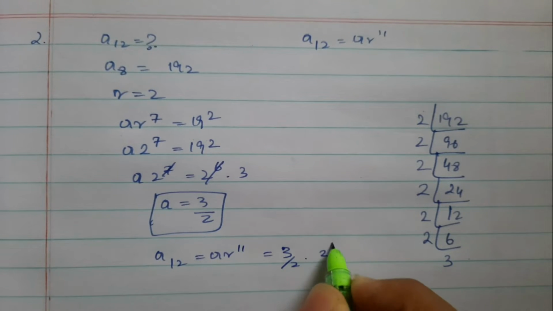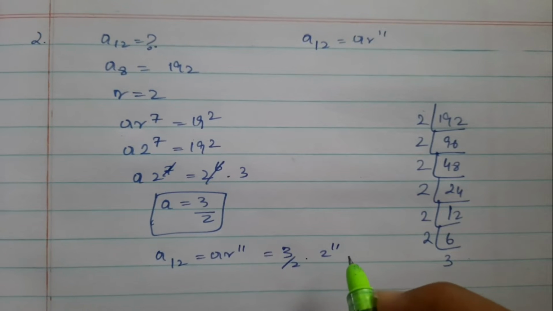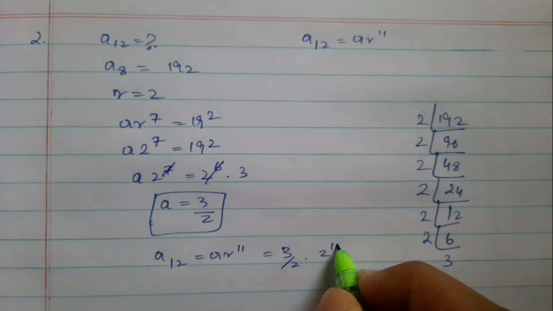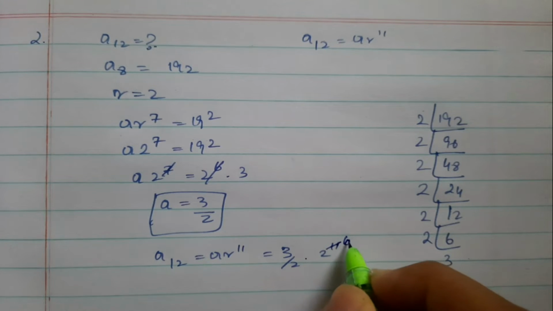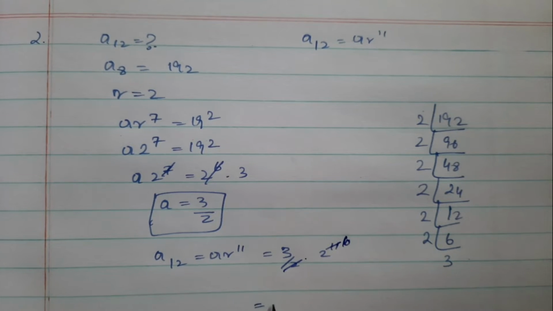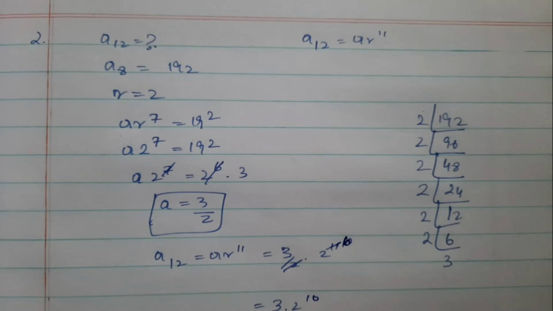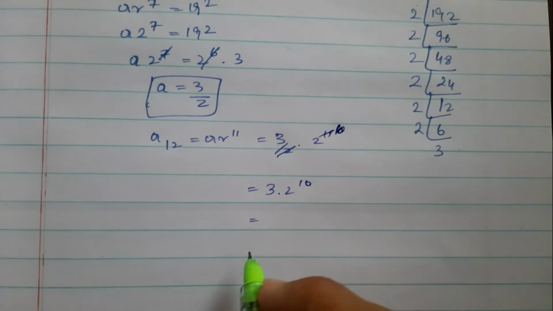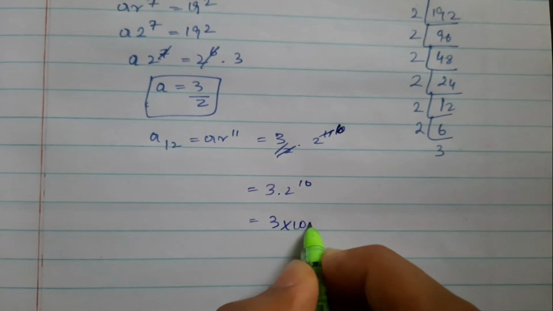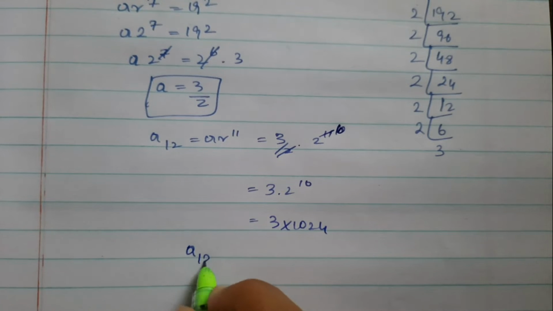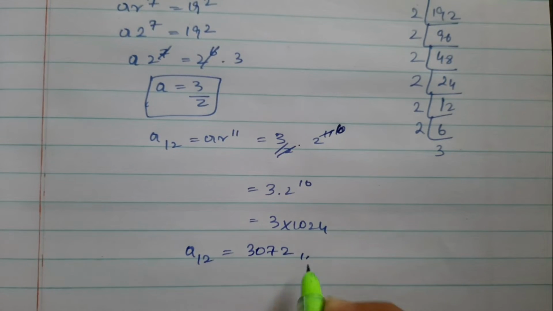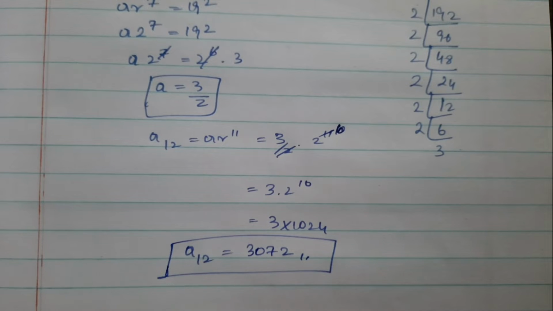Therefore 12th term A12 equal to AR power 11, that is equal to A value 3 by 2, R is equal to 2 power 11. So cancellation: 3 by 2 multiplied with 2 power 11, after cancellation we get 3 multiplied with 2 power 10. That is 3 multiplied with 1024. Therefore 12th term A12 equal to 3072.